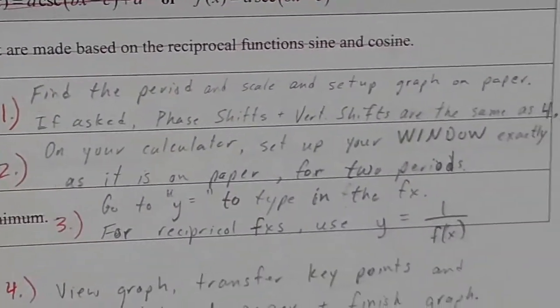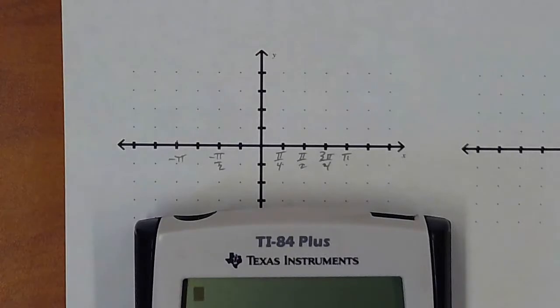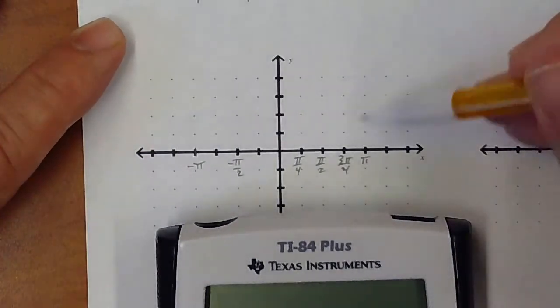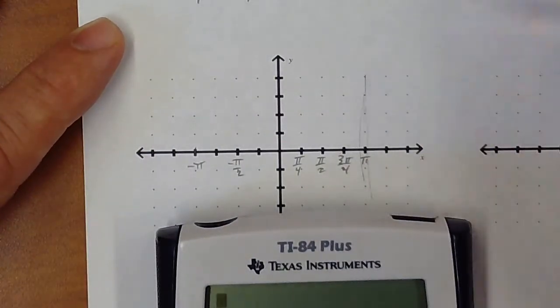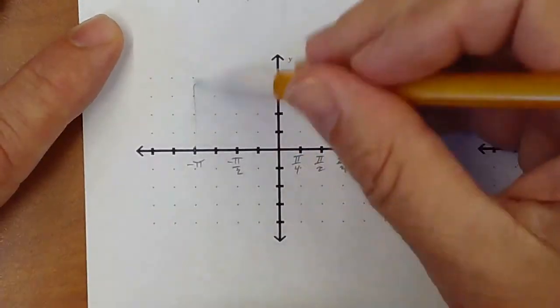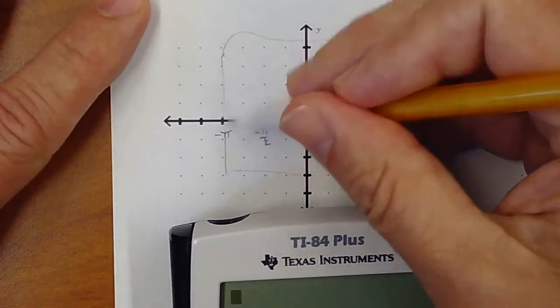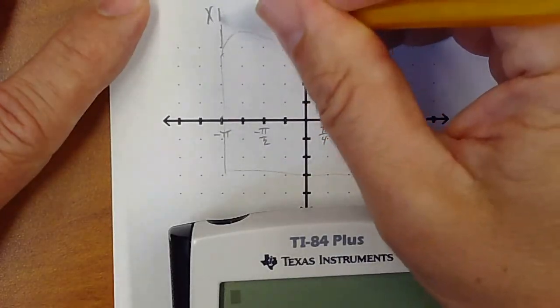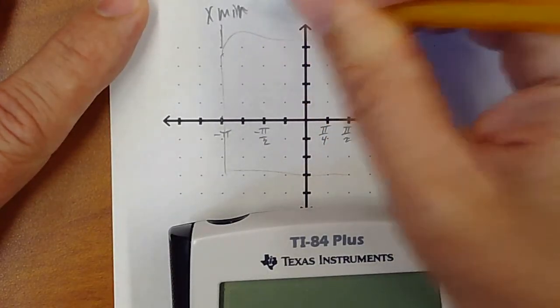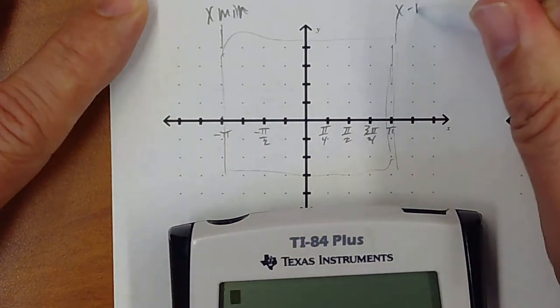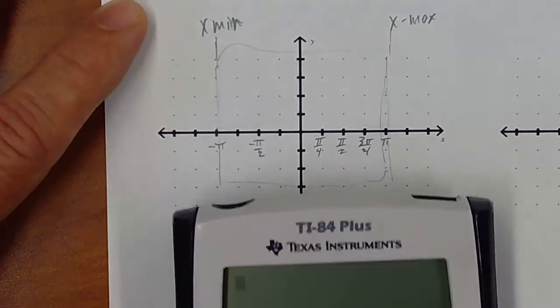Okay, so we're on to step 2. We're setting up our window exactly as it is on paper. So here's my window, right? You don't have to draw this in here unless you want to. I have a light little sketch of the window we're trying to create. On my graphing calculator, I want my X min to be over here. If you want to label it like that, go ahead. This is my X minimum, and over here is going to be my X axis maximum. That's how these windows are set up.